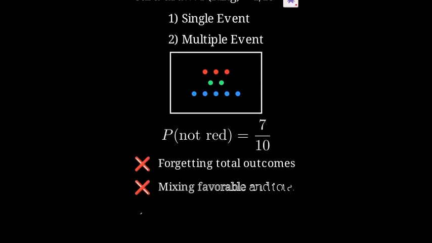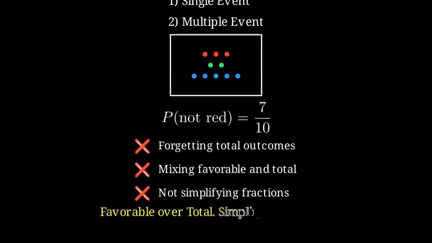Even smart students lose points here. Avoid these 3 traps. Mistake 1, forgetting total outcomes. You must count everything possible, even outcomes you don't want. Mistake 2, mixing up favorable and total. Remember, favorable goes on top. Mistake 3, not simplifying fractions. 4 over 52 is correct, but the SAT expects 1 over 13. Write this down. Favorable over total, simplify, don't rush.